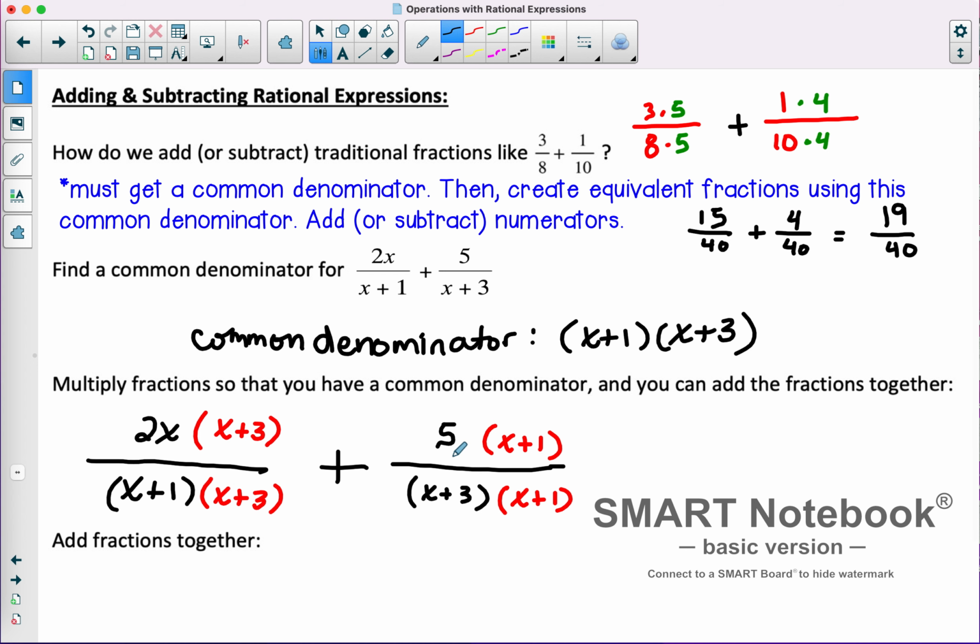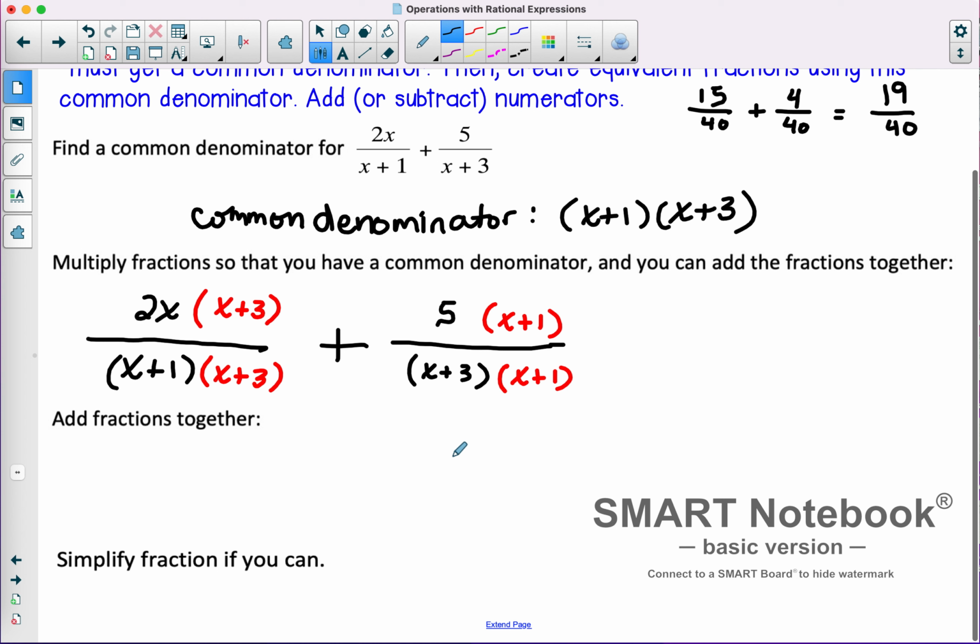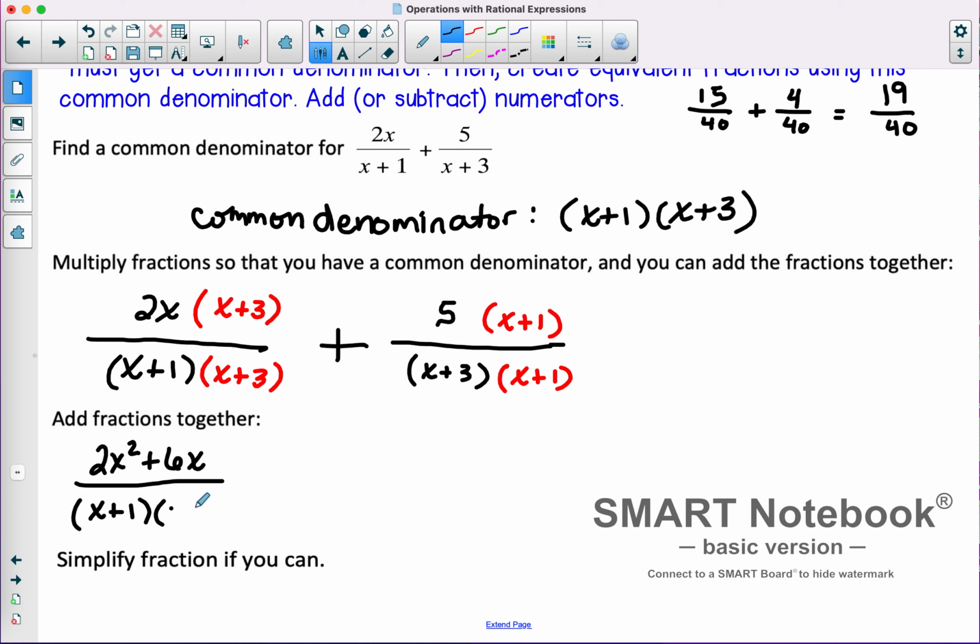All right, so our equivalent fractions we can now add together. I'm just going to go ahead and multiply the numerator to distribute and get 2x squared plus 6x. And there's really no need to multiply out the denominator. You can, but we don't really need to. Writing it in factored form is fine. There's a reason why I multiplied the numerator, and that's because we're trying to add the numerators together. So 5x plus 5 in the second fraction. And we have a common denominator of x plus 1 times x plus 3.